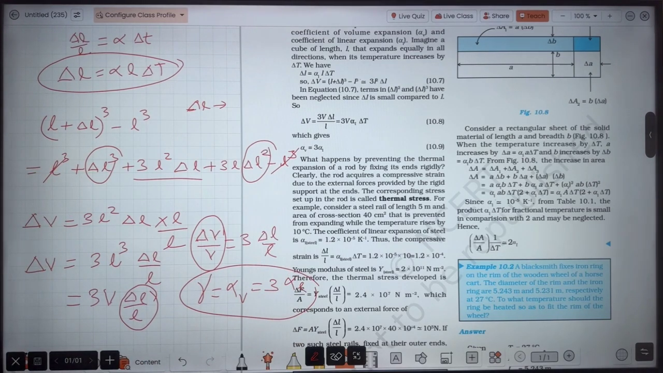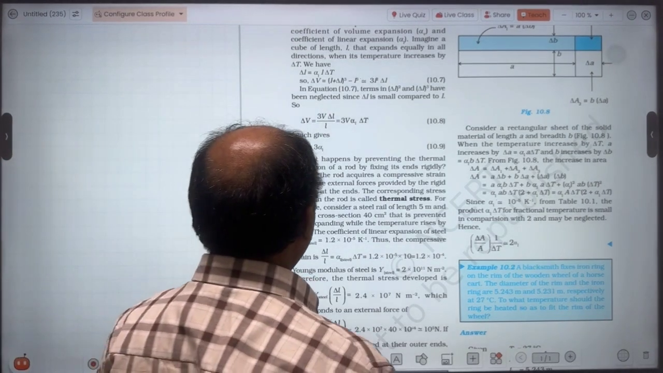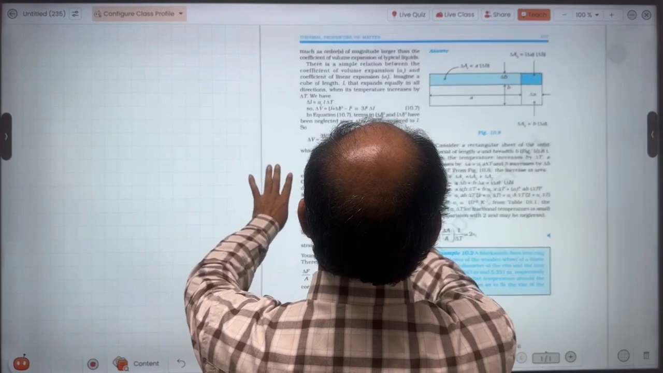Similarly, we can relate beta also, but that is not given in your syllabus now. Earlier it was there.